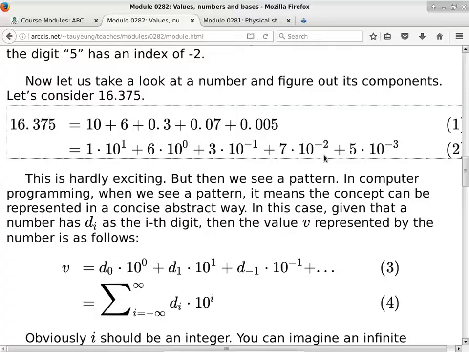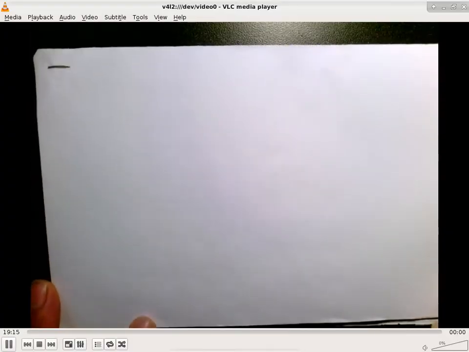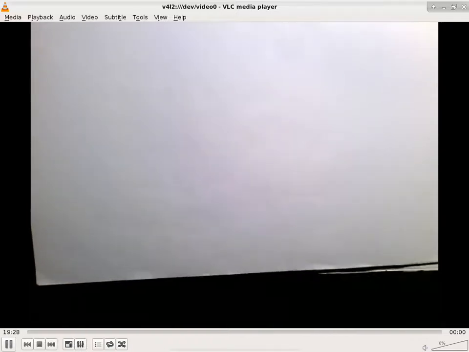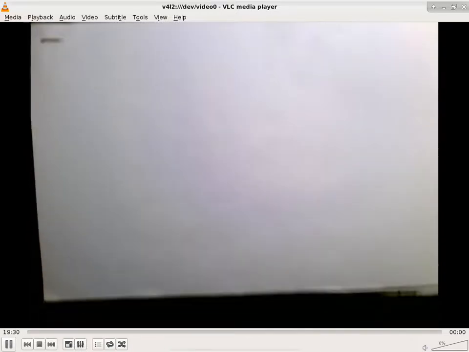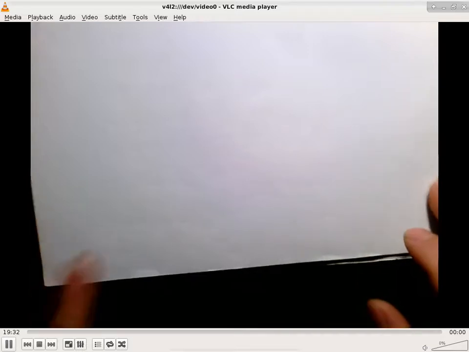All right, so let's switch back to my document camera. I'm just looking at how it's not lined up correctly, and see if I can fix it. Nope, I think that's about as good as it gets.